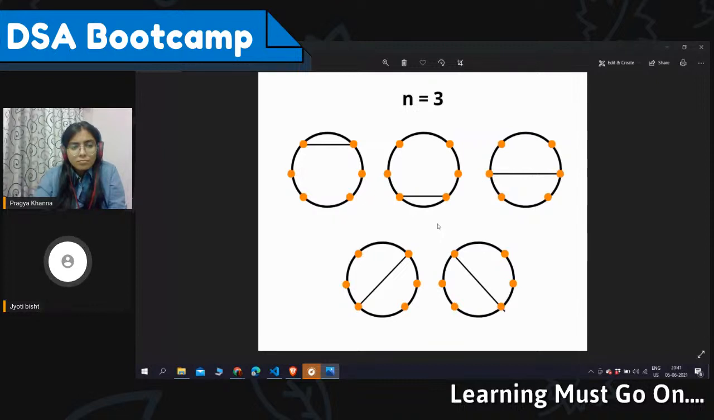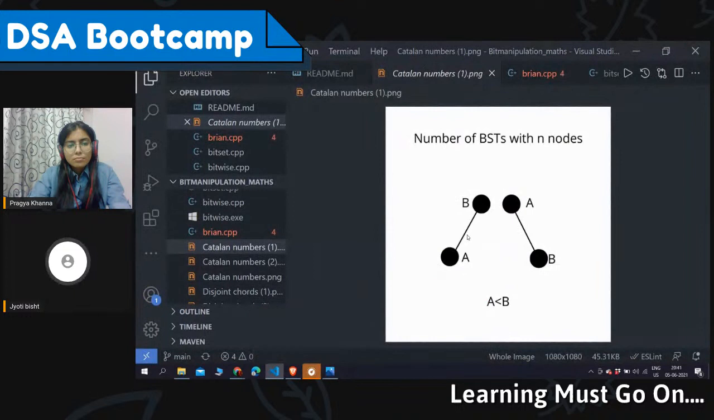How is it done and how is it created? If anybody asks you, you don't have to say I don't know about this question. You just have to write the nth Catalan number. That's it.